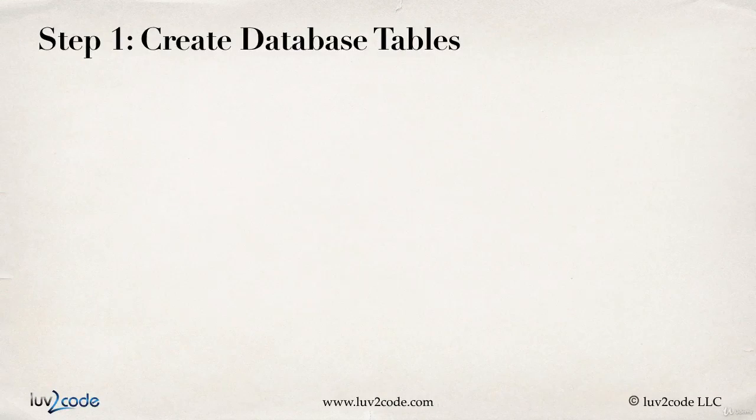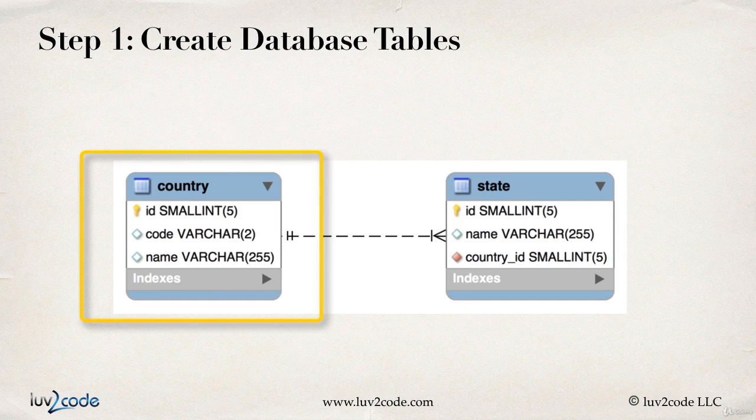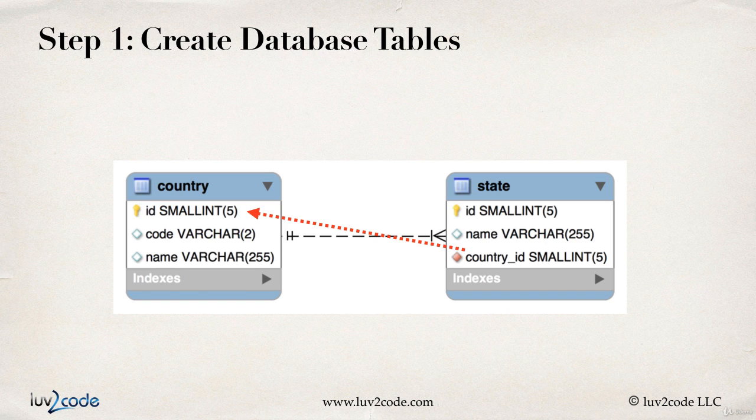Alrighty, step one of creating the database tables. So here we'll have two tables. We'll have a country table and a state table. So for country, we'll have the ID, the code, and the name. For state, we'll have the ID, name, and the country ID. So the country ID maps back to the actual country.